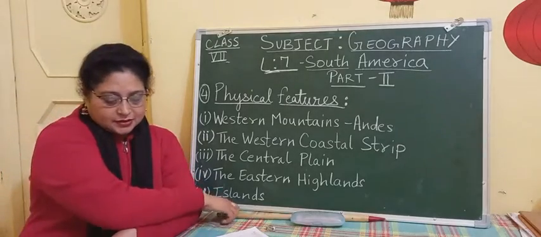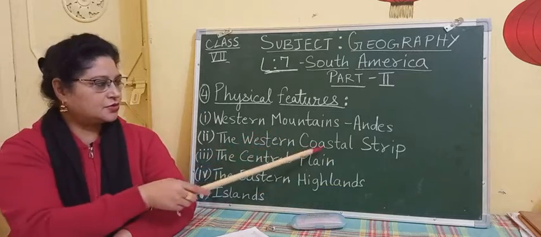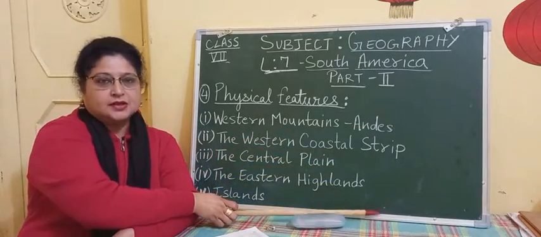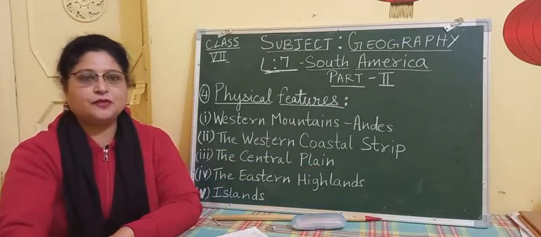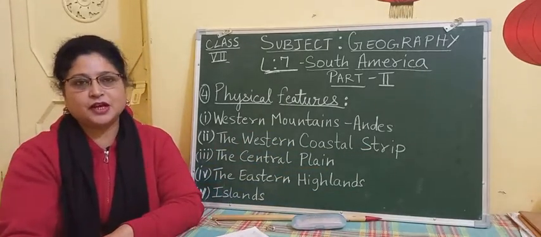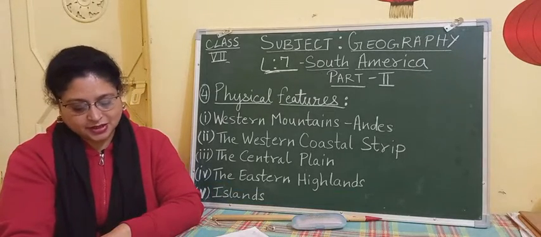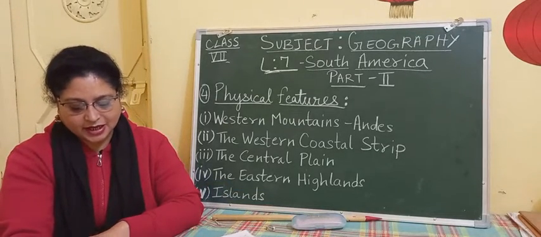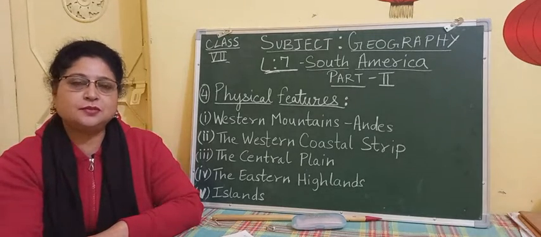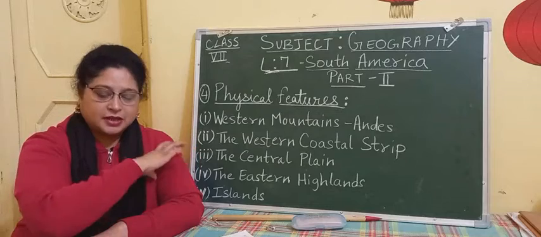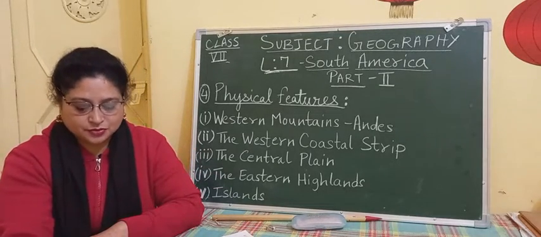The second physical feature which we'll read about is the Western Coastal Strip. Now, as the name suggests, strip means a narrow strip of lowland. It is a piece of narrow strip of lowlands. It is flanked, meaning on the sides, by high Andes on the east and Pacific Ocean on the west. So this low, narrow strip of lowlands is known as the Western Coastal Strip.